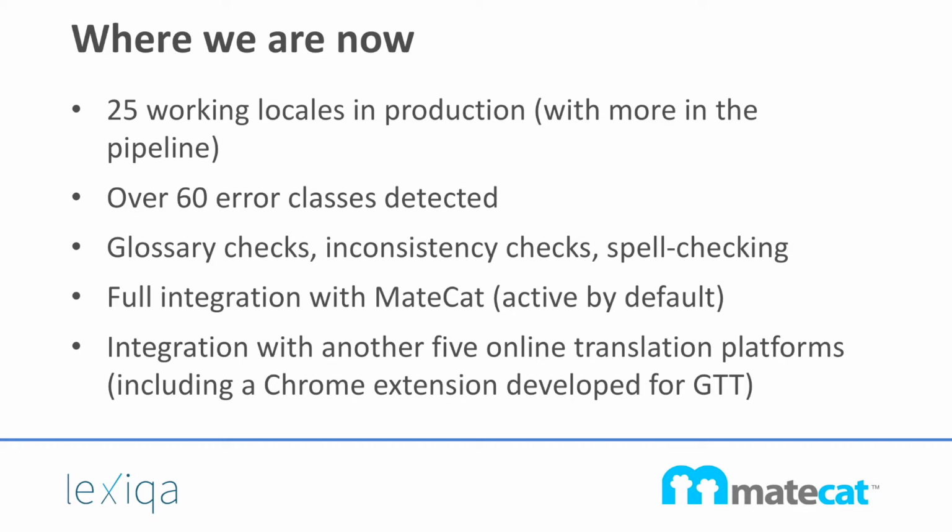Our integration with MateCat is active by default for the locales we support for them. So that means if you create a project in MateCat and the locales involved are two of the locales that we support, then immediately you can have live QA in MateCat's environment. Apart from MateCat, we also have integrations with another 5 different online tools. And we have also developed an extension for Google Translator Toolkit. Now, after this overview, I think I can switch to our online view.